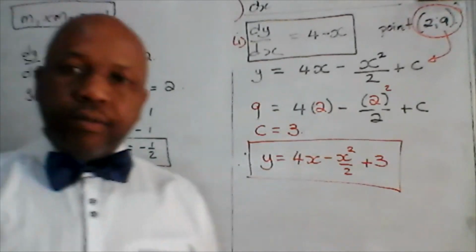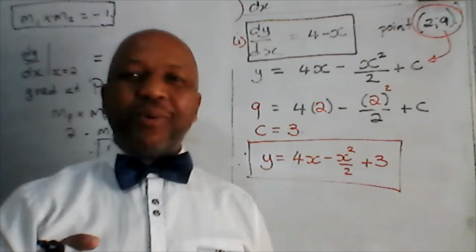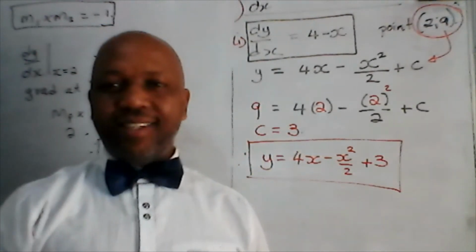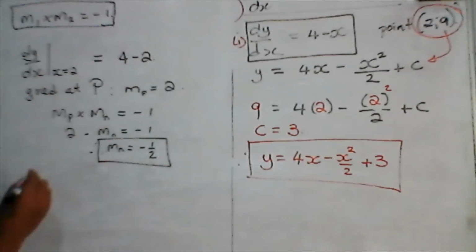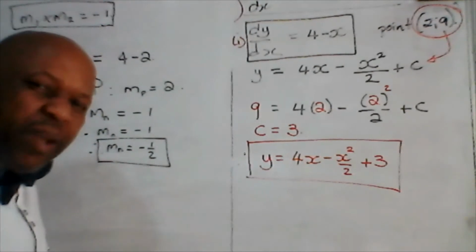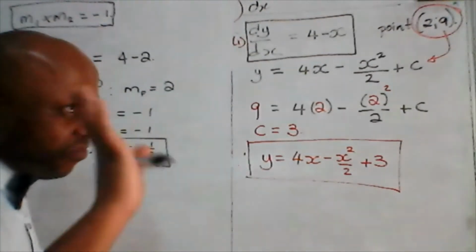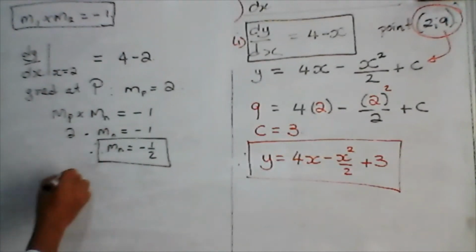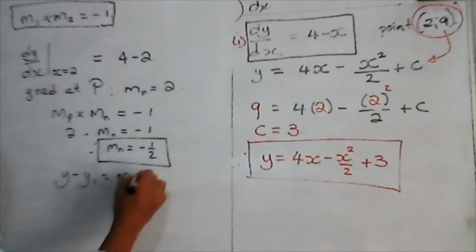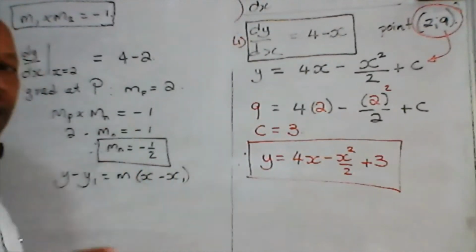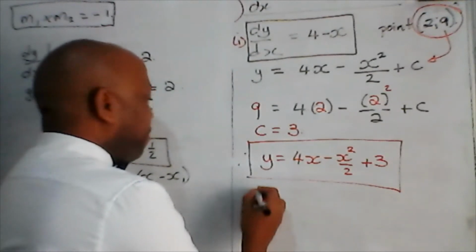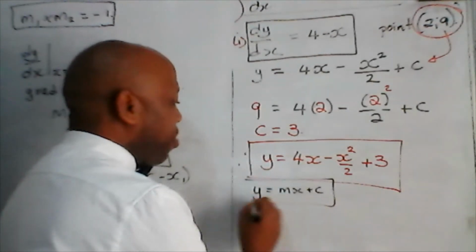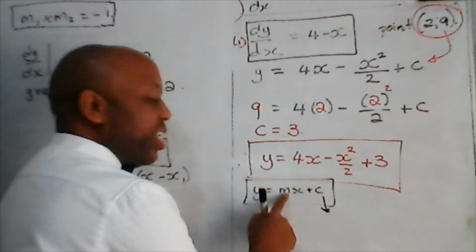This normal line, it's a straight line. So, equation of a straight line. There are three basic equations of a straight line that we are going to use. Today we are going to use y minus y1 is equal to m into x minus x1. Just to remind you, we can use y is equal to mx plus c if we know the c there and if we know the gradient, which we do.